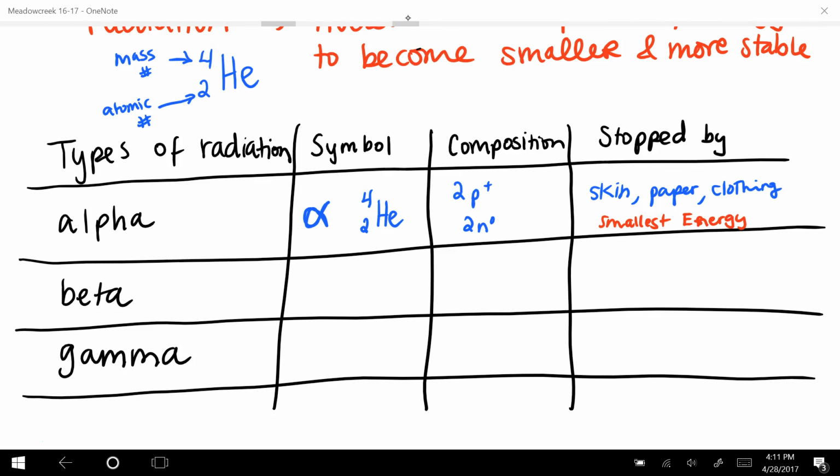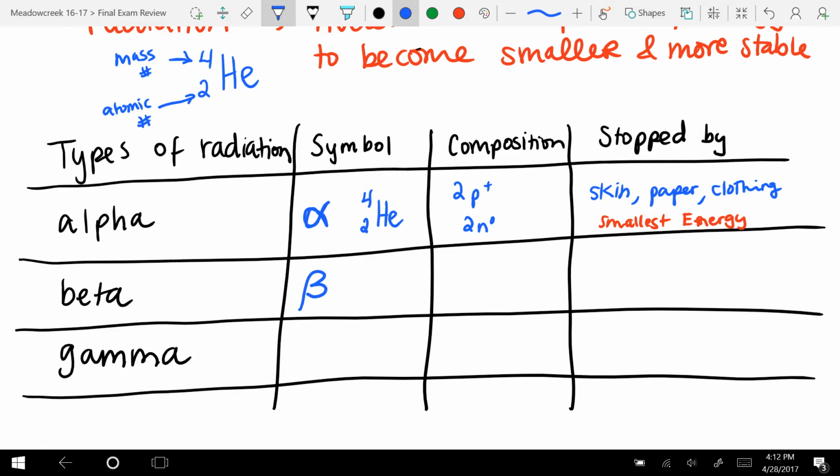Beta particles look like this weird B, and it is made up of 1 electron, which is why its symbol has 0 mass. It's got a -1 mass number or atomic number, and the symbol e for electron. Now, it has a little bit more energy, so it needs to be stopped by things like aluminum foil, plastic, wood, or glass.